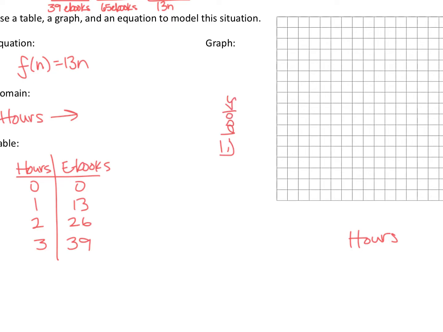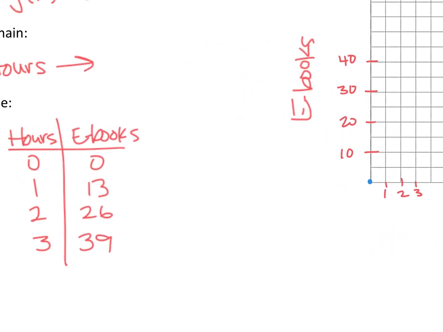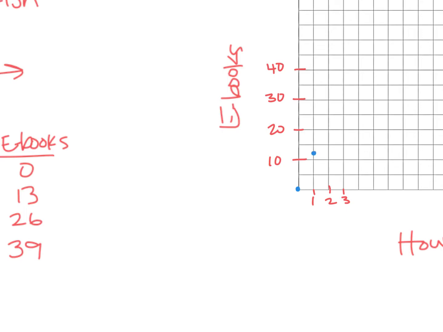Okay. For hours, I'm just going to go by ones. So 1, 2, 3. And for ebooks, I'm just going to go by fives, which means every other box I'm going to increase by 10. That way my labeling isn't so crowded. All right, let's go ahead and graph it. At 0 hours, we're at 0 books. At 1 hour, we're at 13. At 2 hours, we're at 26. At 3 hours, we're at 39. Okay, so definitely a straight line trend, which means it's definitely linear like we thought it was.